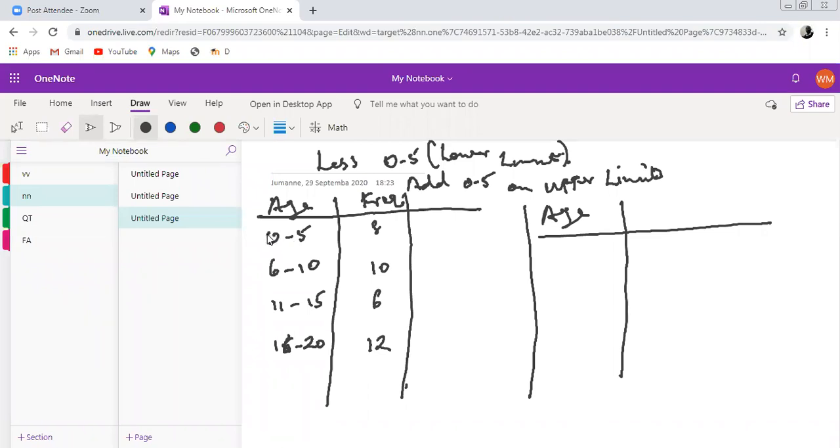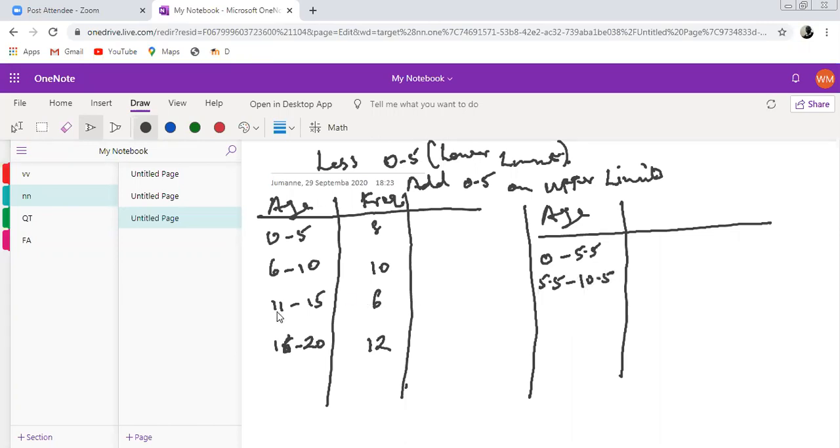If we look at the first one, let us just go to the upper limit of the first class. If we add 0.5 here, it is going to be 5.5. If we come here, this is the lower limit, this is the upper limit. On the lower limit, we subtract 0.5. So if we subtract 0.5 here, we are going to have 5.5. And if we add 0.5 here, we are going to have 10.5.